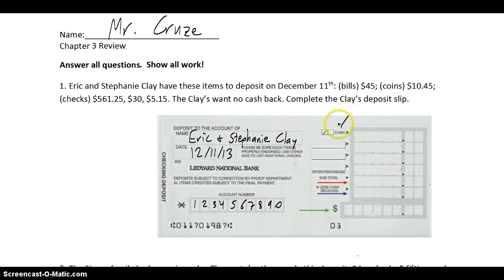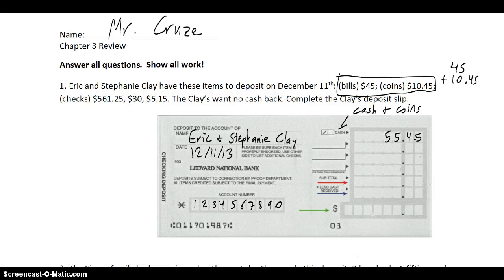The first line says cash, and now a lot of places this will say cash and coins. Okay, basically everything that says bills and coins I have to add together. So off to the side I just add 45 and 1045. You should get 5545. Cash and coins you add together. Okay, checks you're going to list separately, but cash and coins you add together. So now let's list our checks separately. We have 3 of them. So 561.25. We have one for $30, and we have one for $5.15.